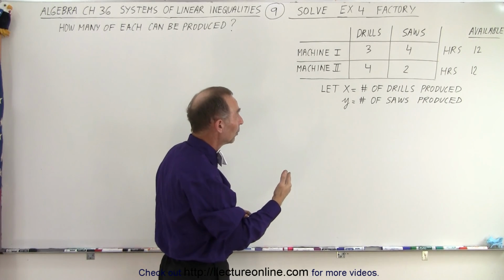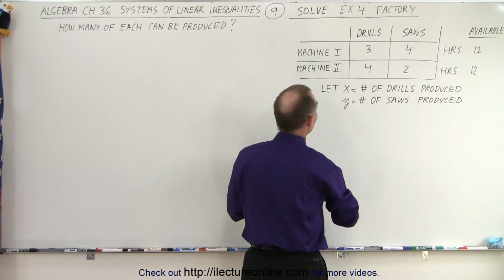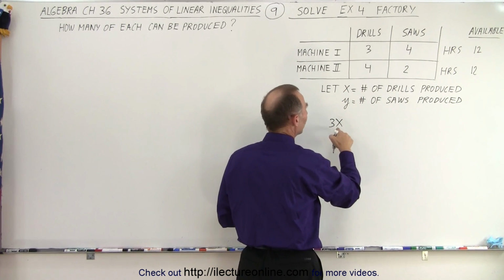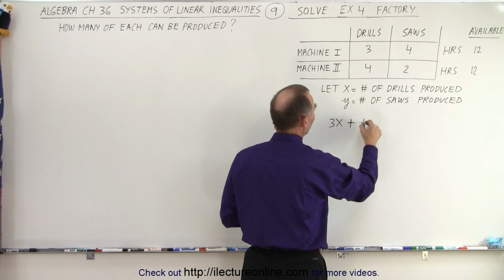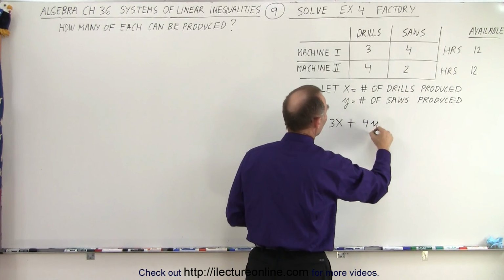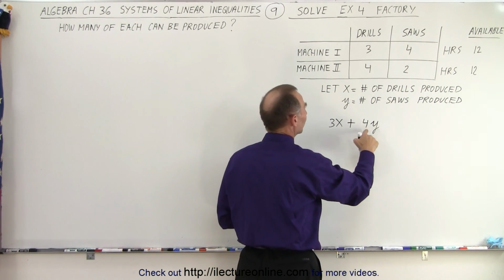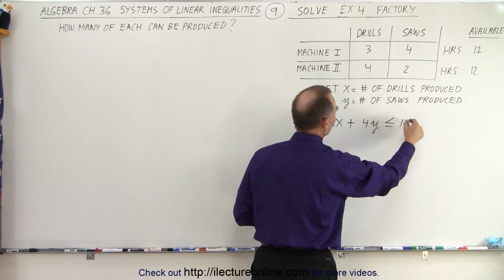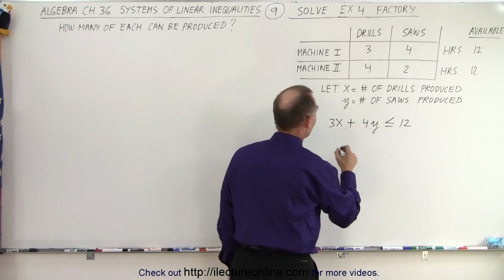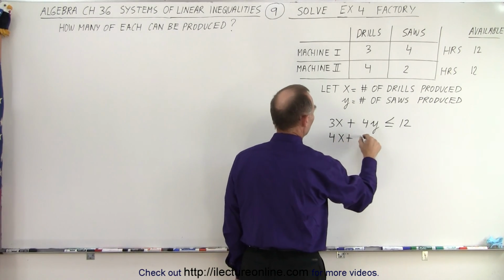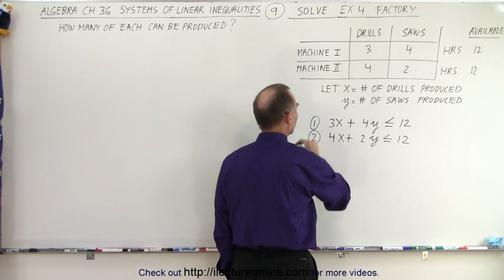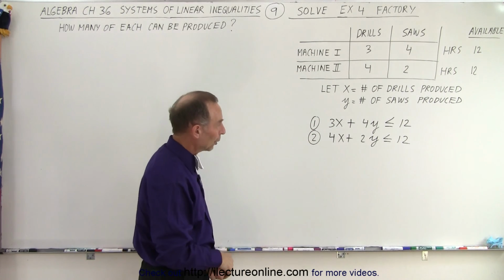For machine 1, we cannot have more than 12 hours used. 3 times x would be the number of hours we use machine 1 for drills, plus 4 times y, because y is the number of saws produced. That's the total number of hours used on machine 1, and that has to be less than or equal to 12. We cannot exceed 12 hours. We do the same for machine 2, so we have 4x plus 2y must also be less than or equal to 12. So this is machine 1, this is machine 2, which becomes inequality 1 and inequality 2.